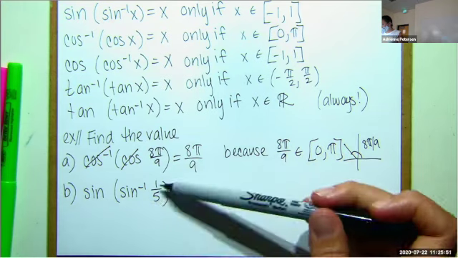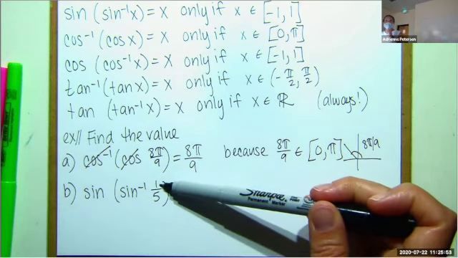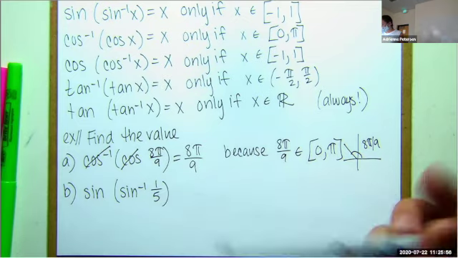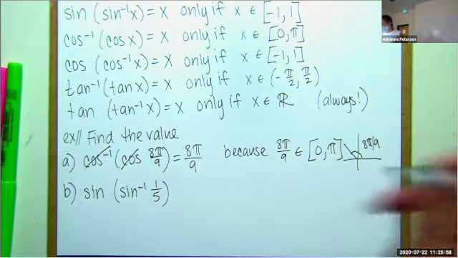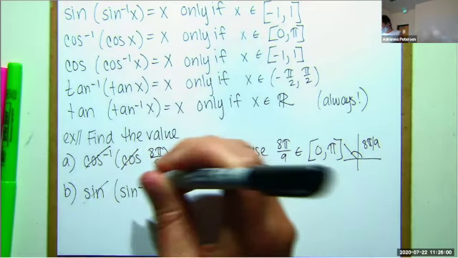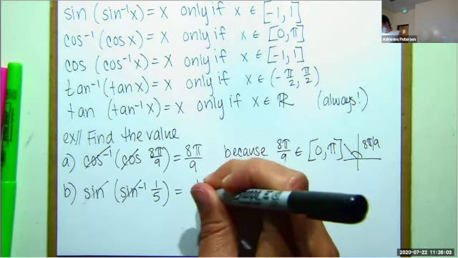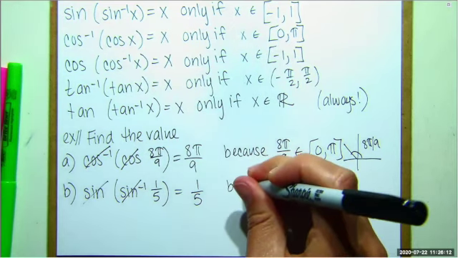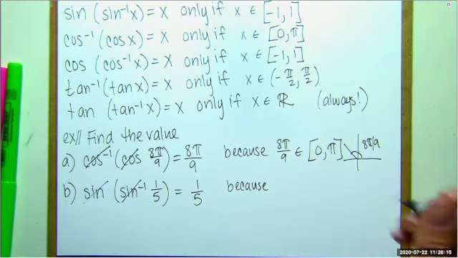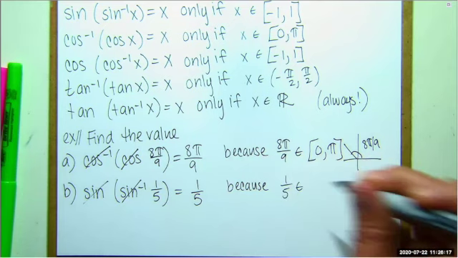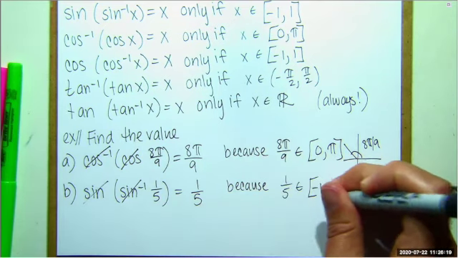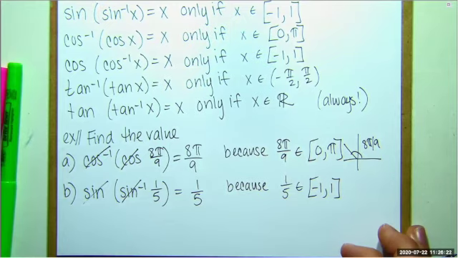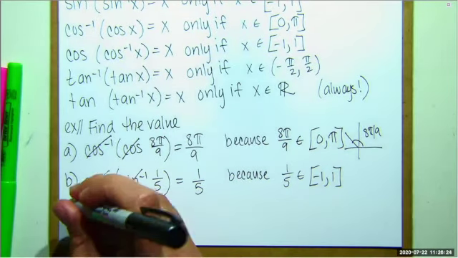So what do you guys think? 1/5, is this between -1 and 1? Yes or no? Yeah. So do these cancel each other out? Yeah. So whoop, whoop, and we just get 1/5. Okay, so this is true, and again, you don't have to write the rationale, but if you'd like to see this, this is true because 1/5 is in the domain of inverse sine, which is -1 to 1. Cool. Let's do some more.